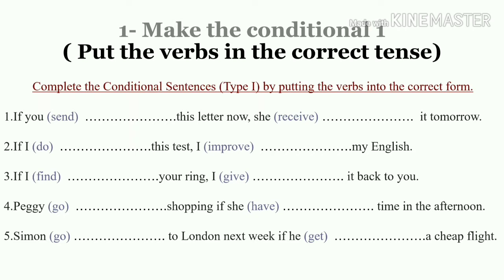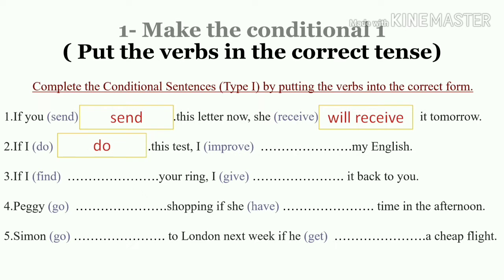Put the verbs in the correct tense. Complete the conditional sentences type 1 by putting the verbs into the correct form. If you send this letter now, she receive it tomorrow. You have the time indicator tomorrow, so you may guess which tense we will use. So if you send this letter now, she will receive it tomorrow.